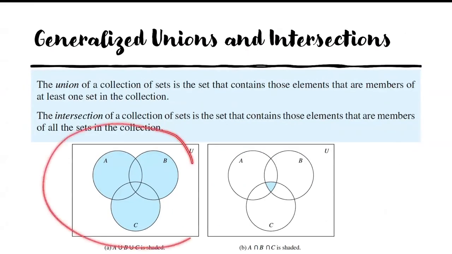Right, so if you look at a Venn diagram here, if you have three sets, A union B union C, it will be all the shaded part. So as long as your element is in one of the sets, it belongs to the union. Now for the intersection, if you have A intersect B intersect C, then your element needs to belong to all the sets in order to belong to the intersection of those sets. So here you have three sets, and it applies when you have 4 sets, 5 sets, or more sets.